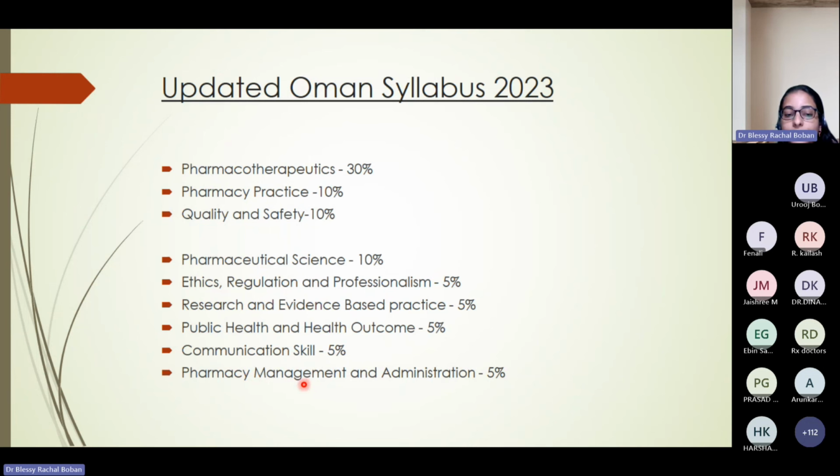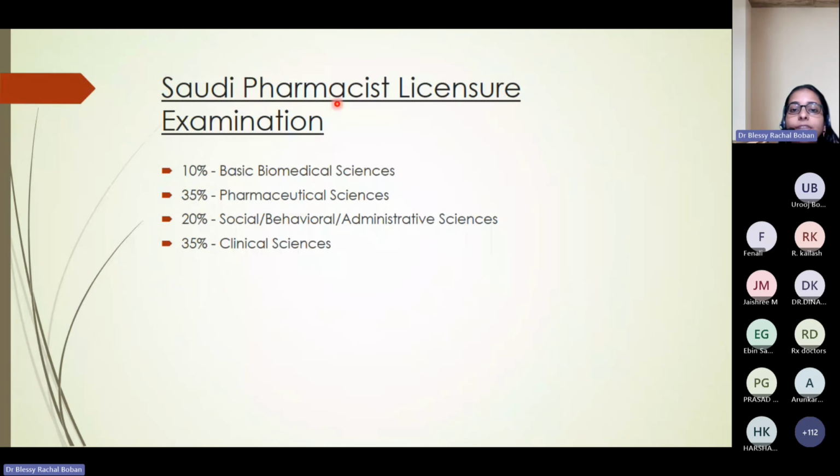So, like different kinds of PTC, pharmacy therapeutic committee, you may know different ethical committees. Everything is covered under this 5%. That's about the Oman syllabus. And regarding the Saudi pharmacist licensure examination, you will again have four domains like that of DHA: biomedical science, pharmaceutical science, social behavioral administrative science, as well as clinical science.